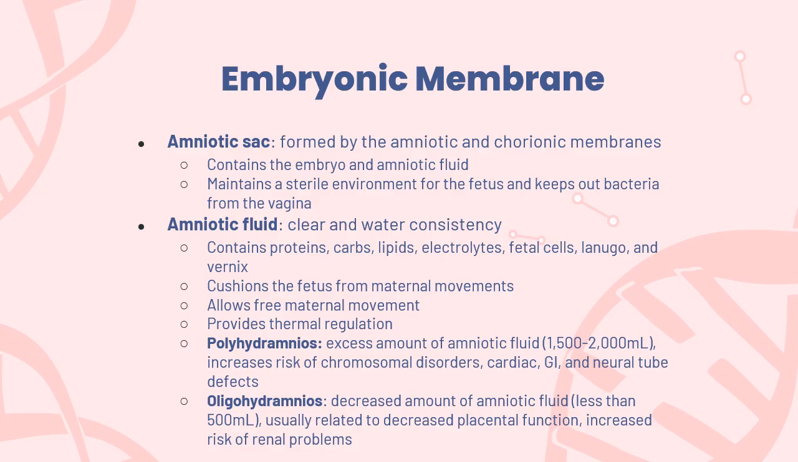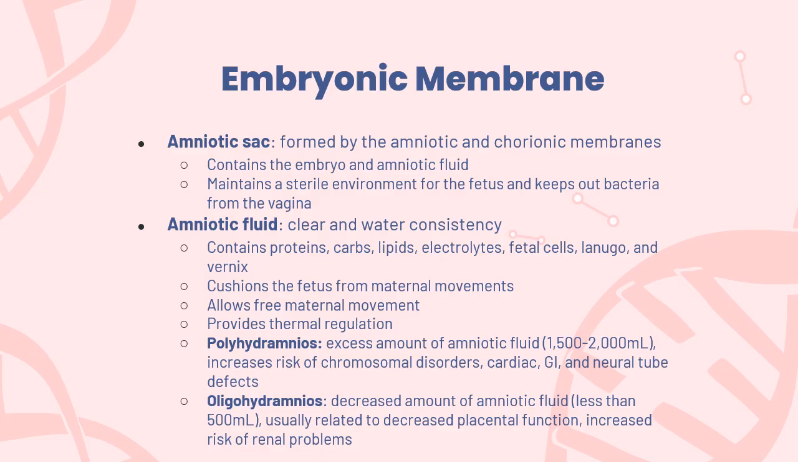So 2 vocab words to learn are polyhydramnios and oligohydramnios. Poly is an excessive amount of amniotic fluid. I put some numbers on there for you. It increases the risk of chromosomal disorders, cardiac, GI, and neural tube defects, which you will get a little bit into with Miss Hart's content. Oligohydramnios is decreased amounts of amniotic fluid, less than 500, usually related to decreased placental function. Basically, the placenta is just not super strong. It's kind of weak, or it can be an older placenta, and increased risk of renal problems in these babies.